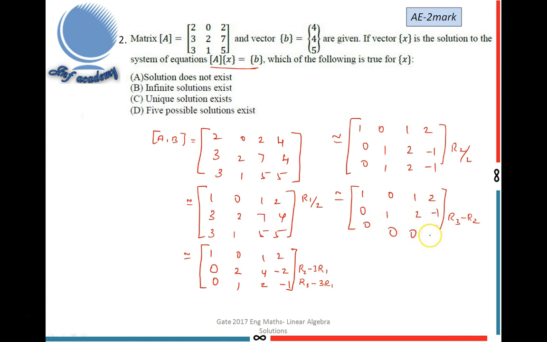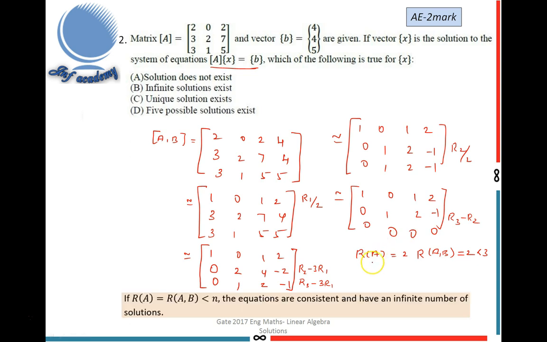0, 0, 0, 0. Finally, I got R of A equal to 2, because the number of non-zero rows in A is 2 only. R of A comma B is also 2, because the number of non-zero rows in A comma B is also 2. These two values are less than 3. Here the number of unknowns is 3. So less than 3.